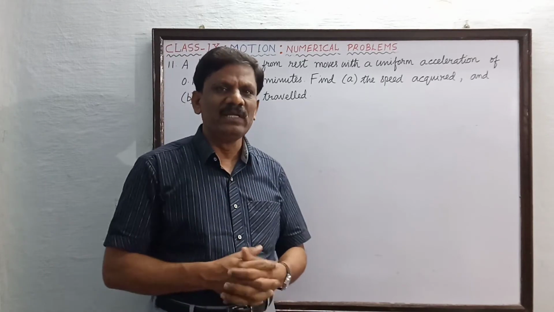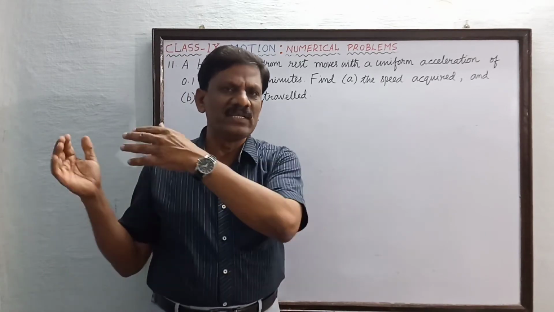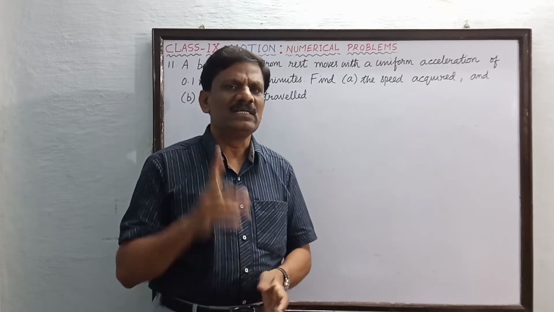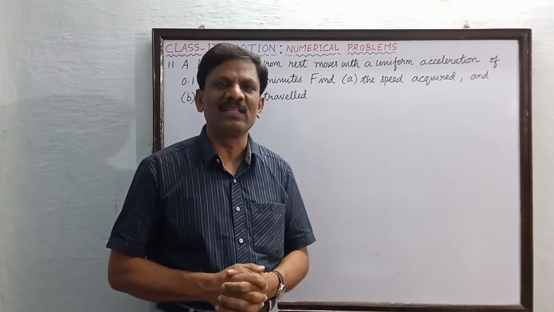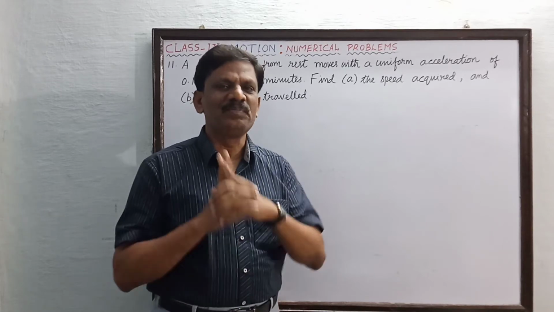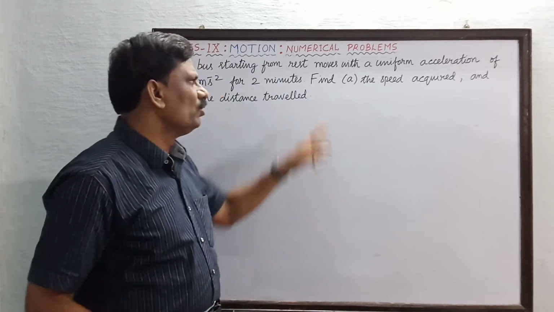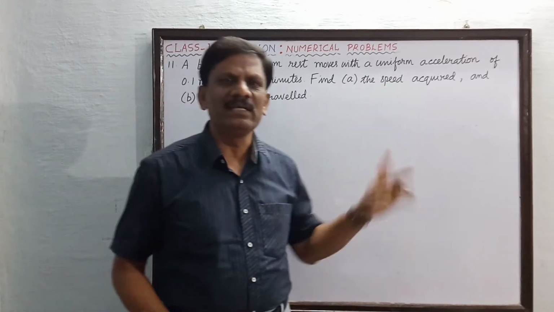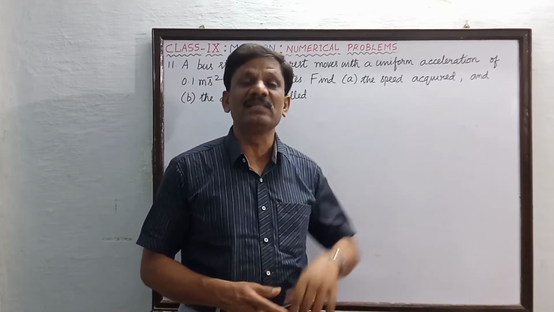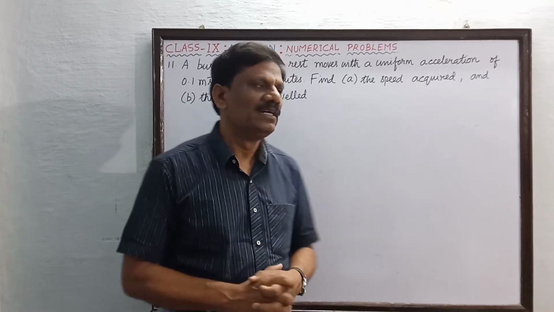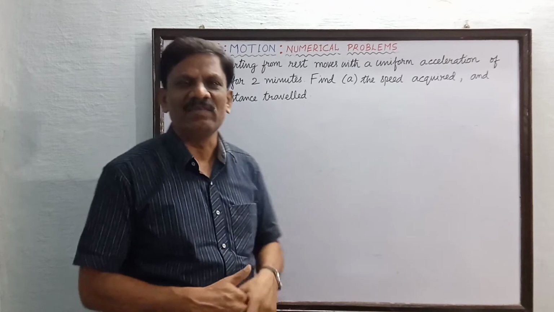You must be thoroughly knowing by this time that when the body is moving along a straight line, that is in rectilinear motion, distance and displacement both are one and the same. Like that, speed and velocity both are one and the same. So you must be very thorough that here the velocity acquired, that is the final velocity of the bus, is asked. Understand? And second, the distance travelled.